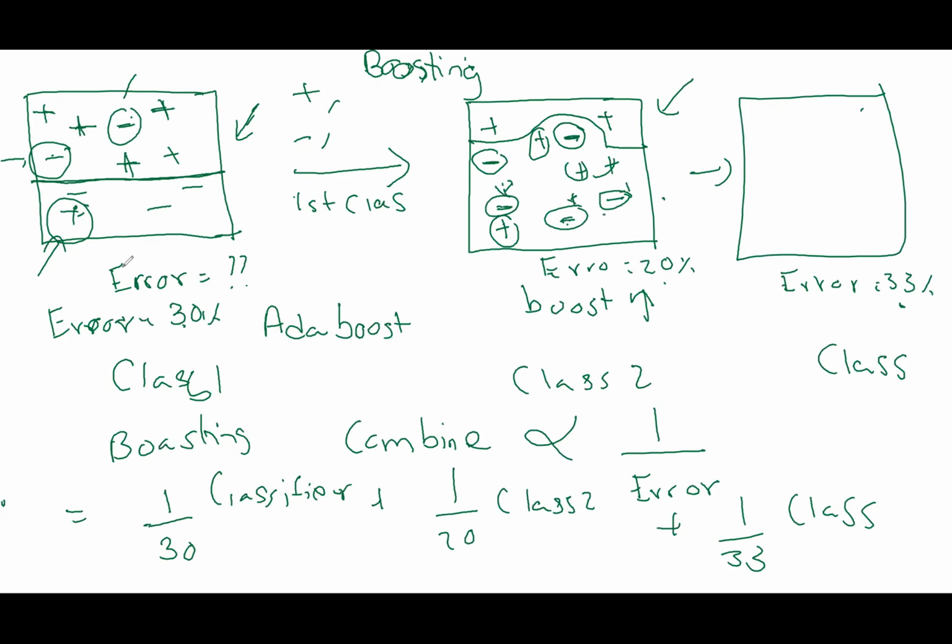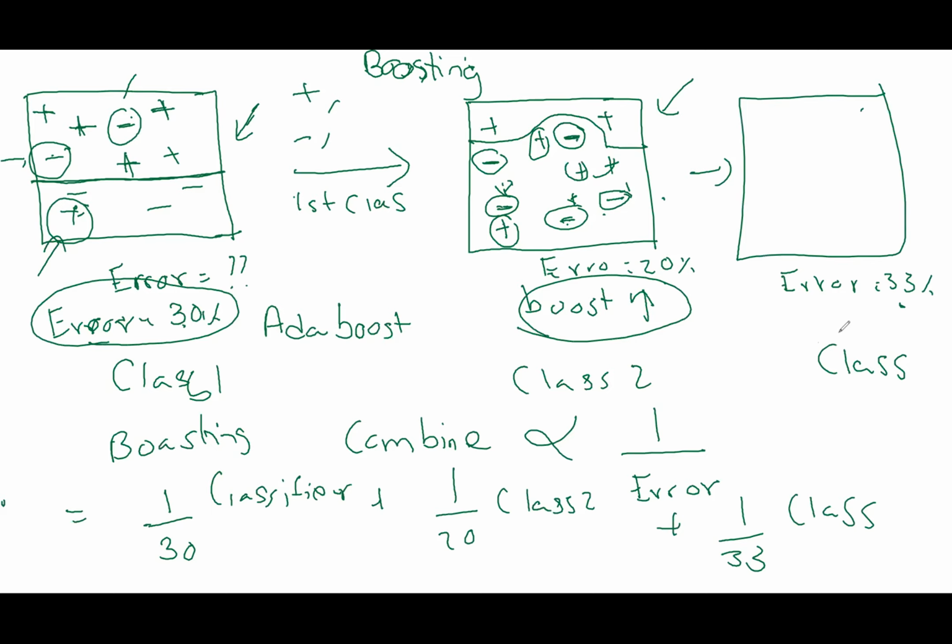So ultimately, when we combine each of these classifiers, we give it a weightage which is basically the inverse of the error percentage, because you want a classifier which has the least error. You want to give more weightage to that, right? So it does an inverse combination of each of the AdaBoost classifiers. So this technique is called boosting.